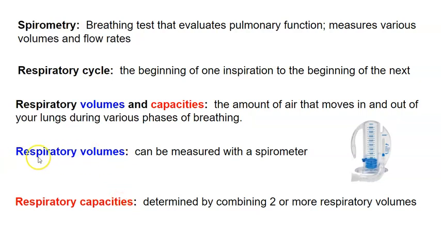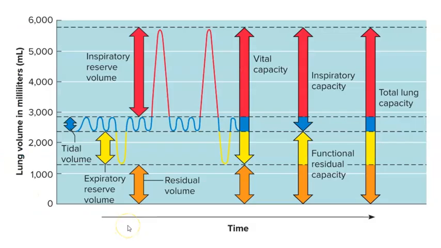So before we look specifically at respiratory volumes and respiratory capacities, let's look at this graph here. This is time, and on the y-axis we have lung volume measured in milliliters. As you're watching this video, you're breathing in and out slowly at a controlled rate. That's called your tidal volume. As you breathe in, the volume in your lungs goes up. As you exhale, the volume in your lungs goes down. This is called your tidal volume, and this is about 500 milliliters. Think about a 2-liter bottle, about a quarter of that is what you're breathing in and out. And that's called tidal volume.